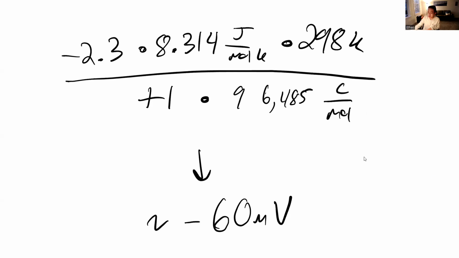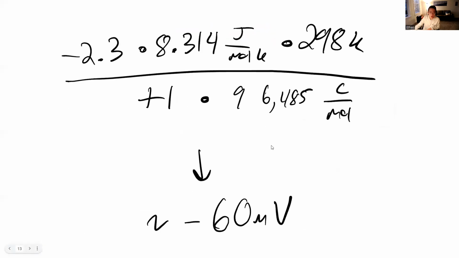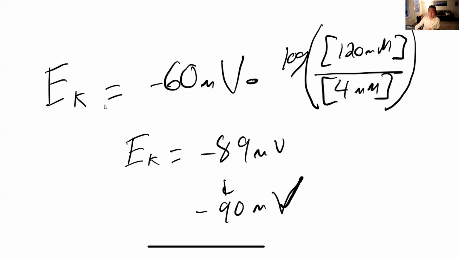Using that simplification, using the numbers we got from here, in these concentrations, we can calculate the equilibrium potential of potassium using the Nernst equation. Negative 60 millivolts, which is a simplification, times the log of concentration intracellular over extracellular. Using this math right here, you get negative 89, but in reality, the right answer is negative 90 because this is a simplification.